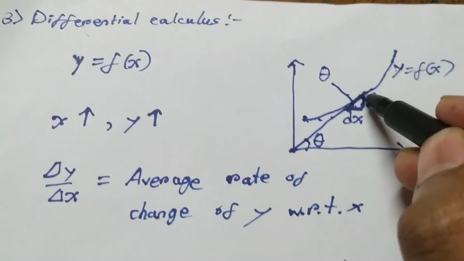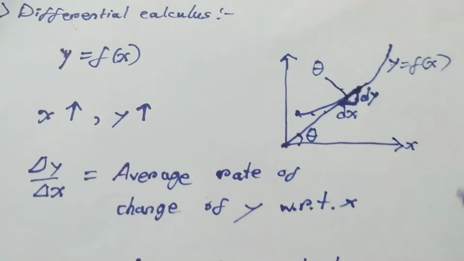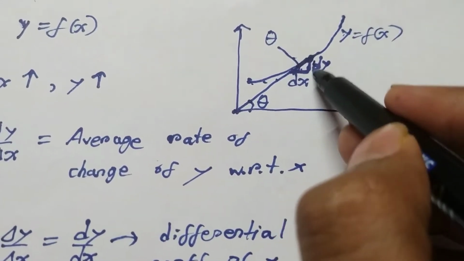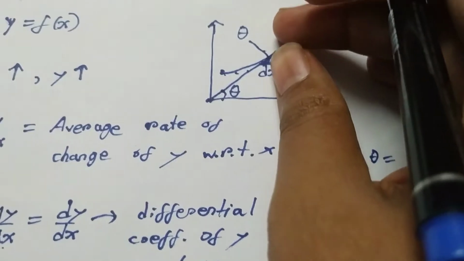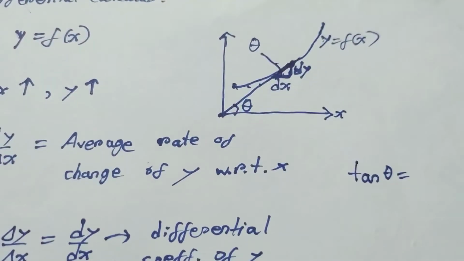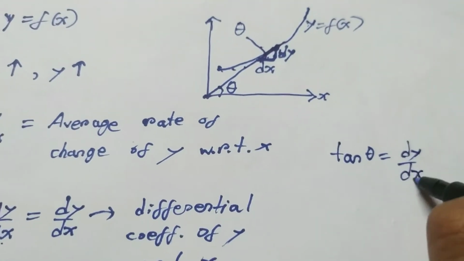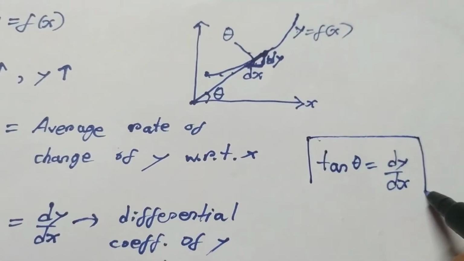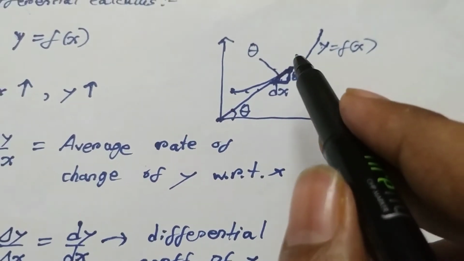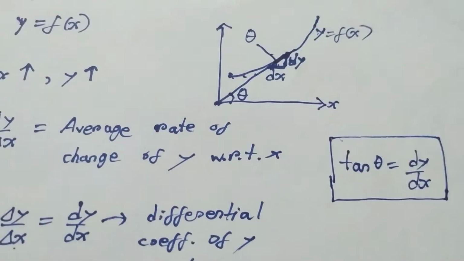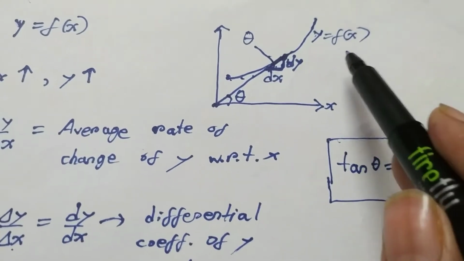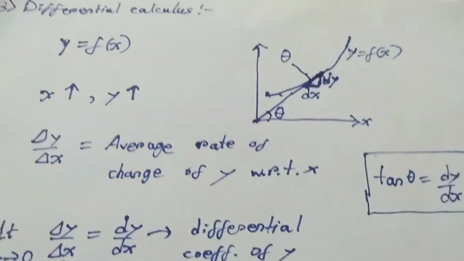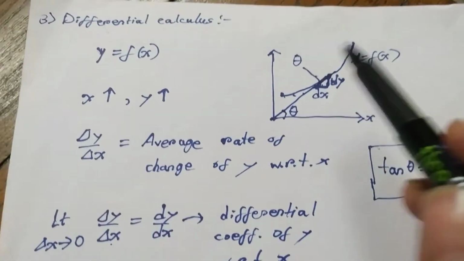Therefore from this small triangle I have drawn here, we can write tan theta is equal to this small length divided by this small length, that is dy by dx. Therefore we have derived a very important result from here, that is the slope of a curve at any point is given by the derivative of that curve y equal to f(x) with respect to x at that point. Thus these are very important results which have been derived here.